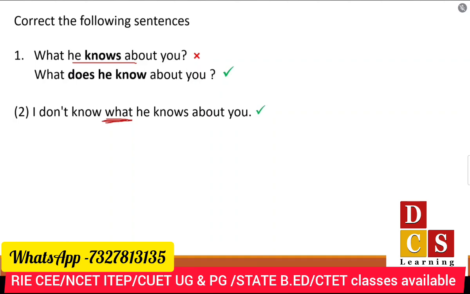Sir, maybe it will be... I don't know what he knows about you, right? Okay, see here. In this sentence, I don't know what he knows about you, right? If you translate into Hindi, just for the sake of understanding, मुझे नहीं पता कि उसे तुम्हारे बारे में क्या पता है, right? Yes or no? Yes, sir.